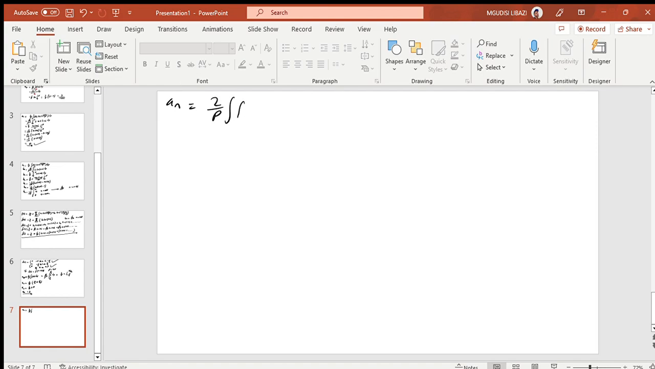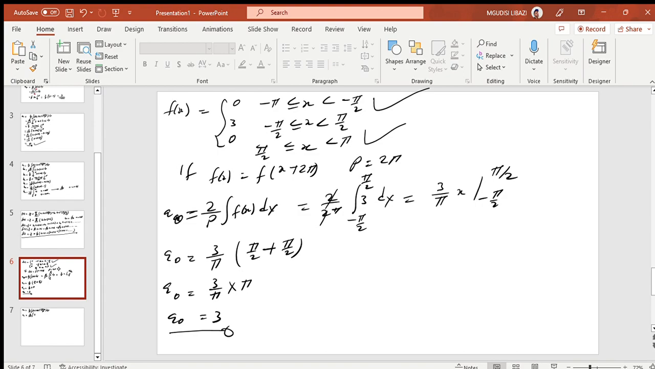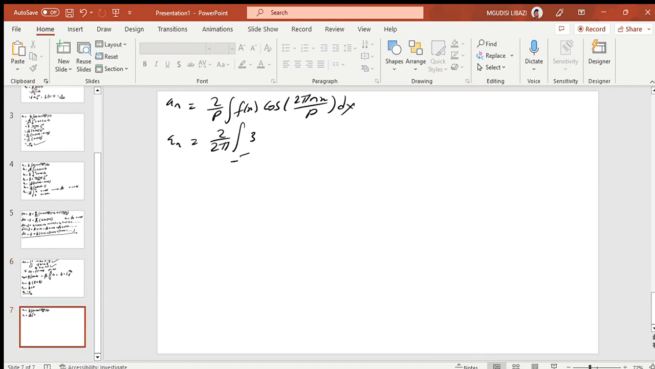So we get 3, and next we find our an, which is the second coefficient. That's 2 over the period, integral of f of x cosine of 2 pi nx divided by the period, multiplied by dx. So an is 2 divided by 2 pi. Integral, we said our function is 3 from our piecewise, or step function, and that's from negative pi over 2 to pi over 2.